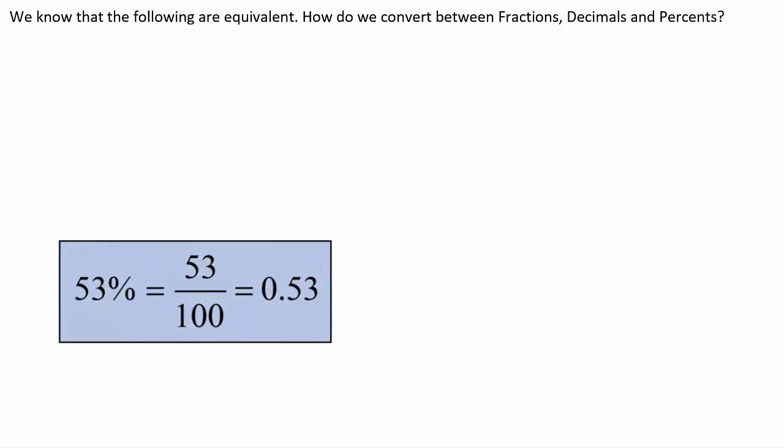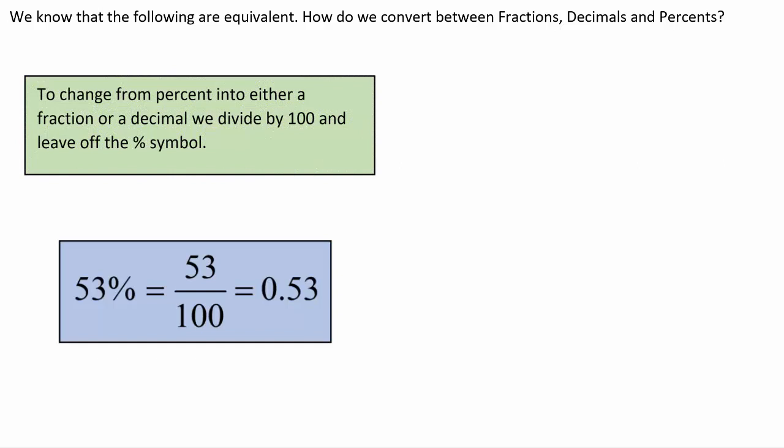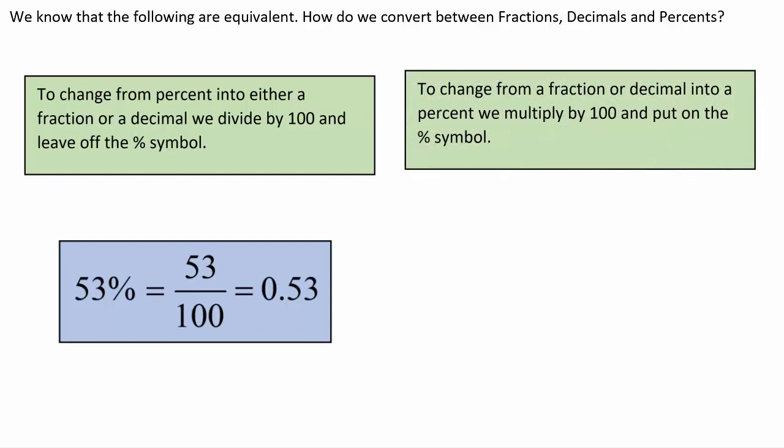We know that the following are equivalent, but how is it that we convert between fractions and decimals and percents? So 53% equals 53 hundredths as either a fraction or a decimal. 53 hundredths, so it looks like we need to divide by 100. So to change from a percent into either a fraction or a decimal, we divide by 100. And then we leave off the percent symbol.